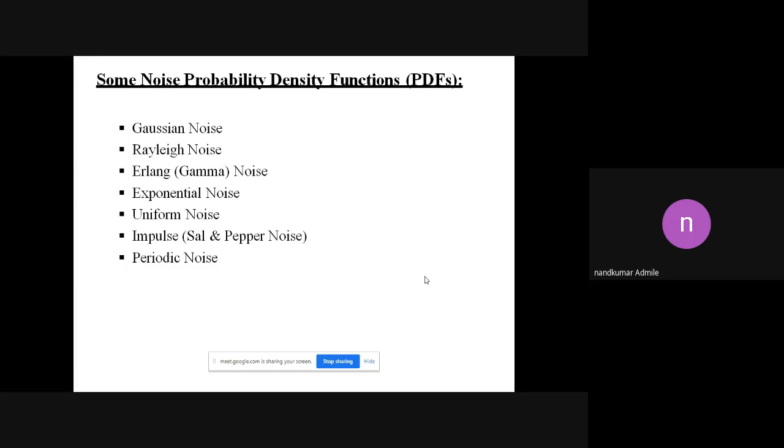Okay, so we'll start. So once again, good morning to everyone. Today we are going to study the various types of degradation functions. Before we start with the degradation functions, we'll revise the various types of noise models.